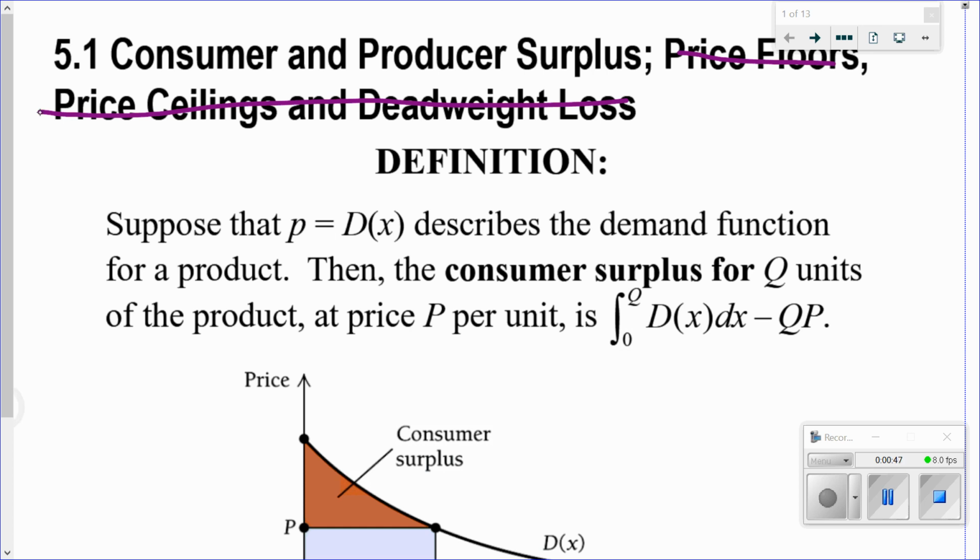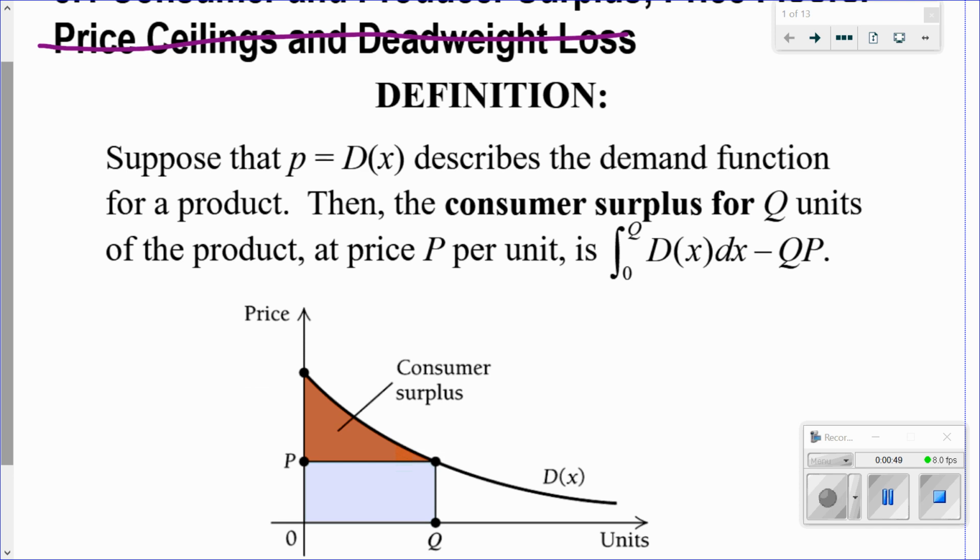Okay, so D of x is your demand function. Now remember that for D of x, we have a price and a quantity. So if we're looking at the demand function, let's look at this demand curve. The lower the price, the more consumers demand. So the demand function goes down as we go along.